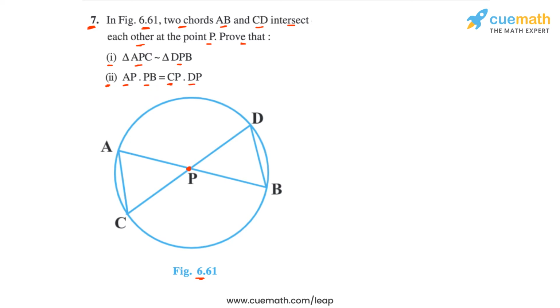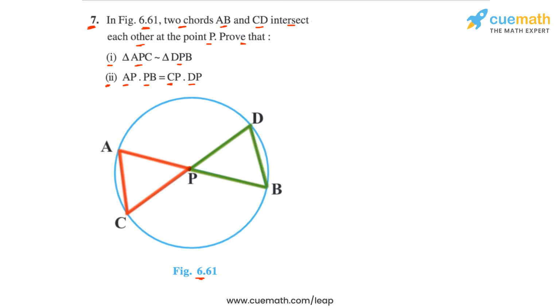So let's start with part 1. Let me highlight the two triangles that we have to show as similar. So triangle APC is this triangle APC, and then triangle DPB is DPB, this triangle. We have to show that these two triangles are similar.